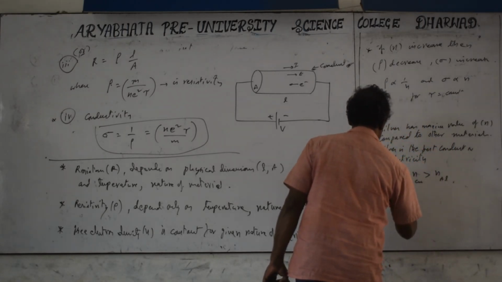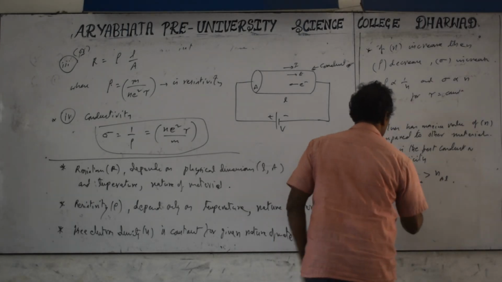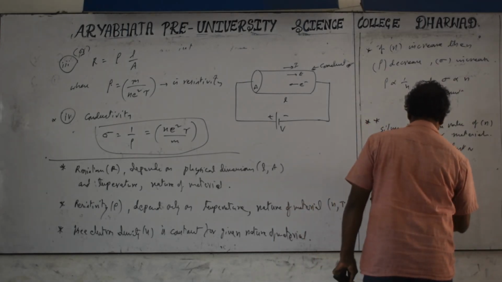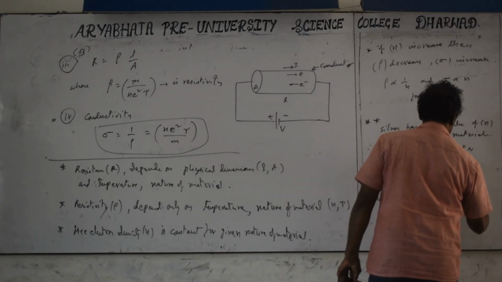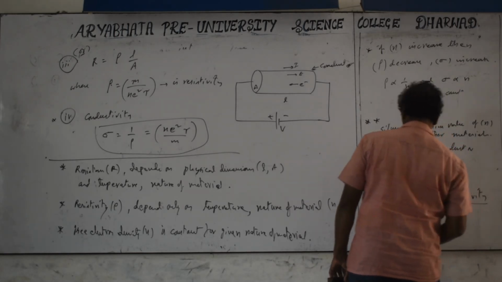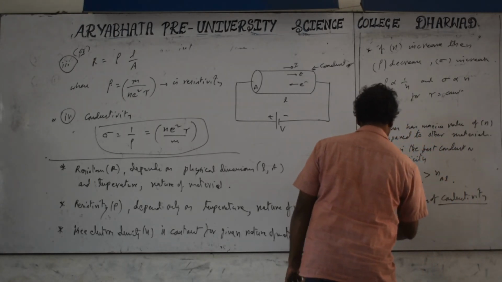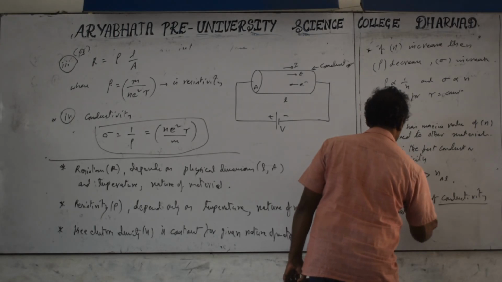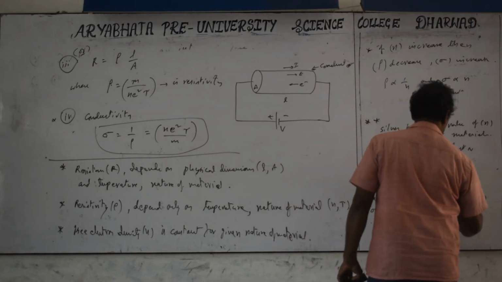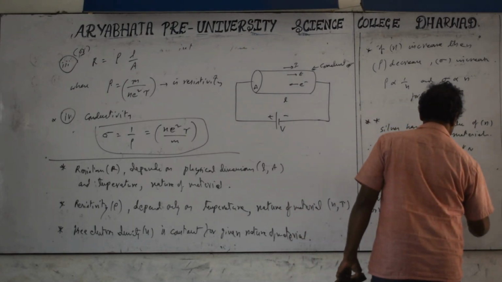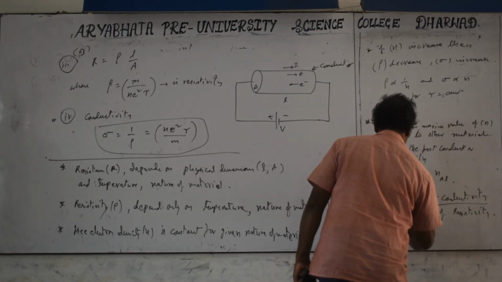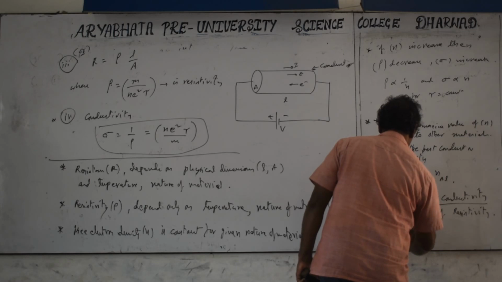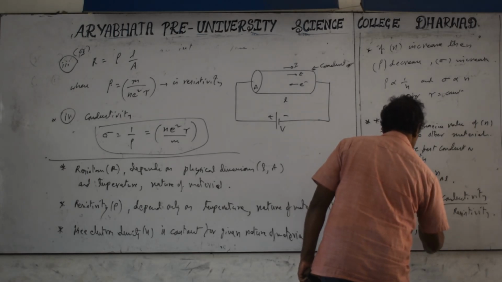Decreasing order of conductivity is silver, copper, aluminum. The reverse is resistivity: increasing order of resistivity is silver, copper and aluminum.